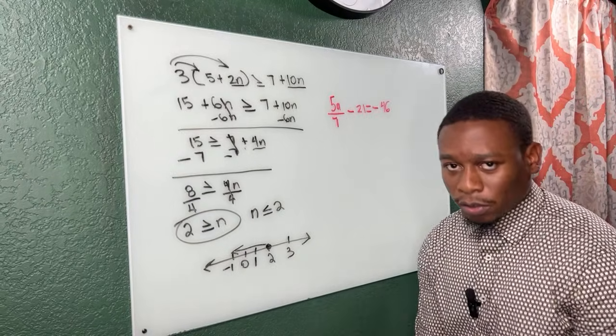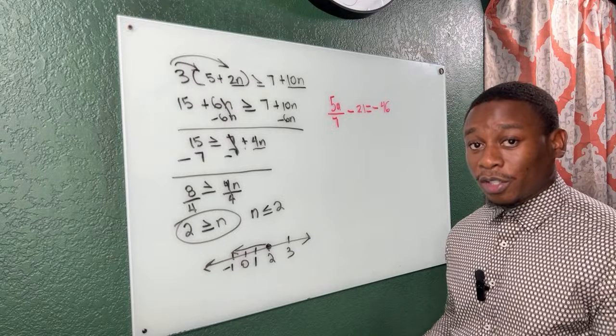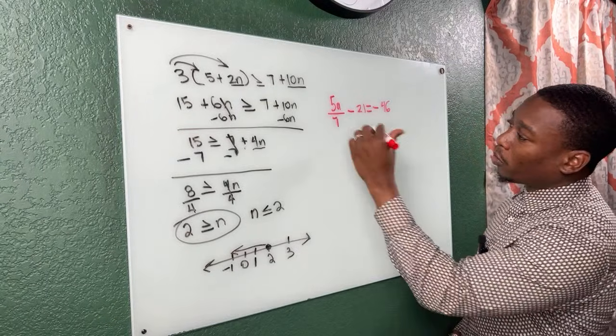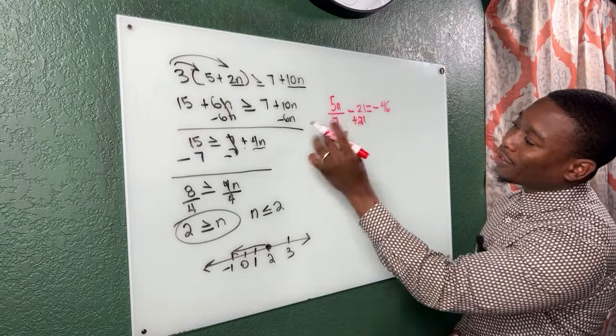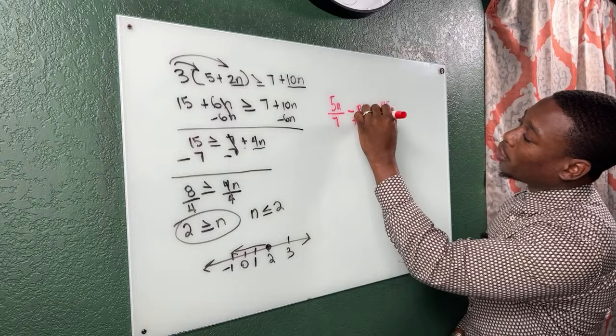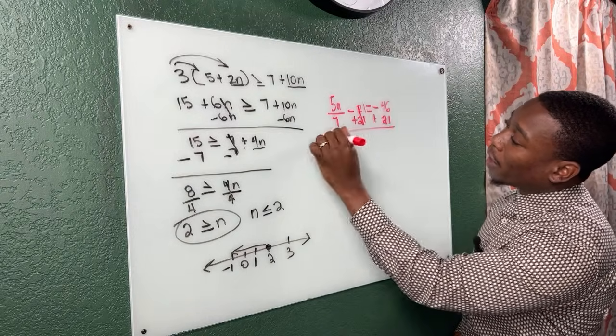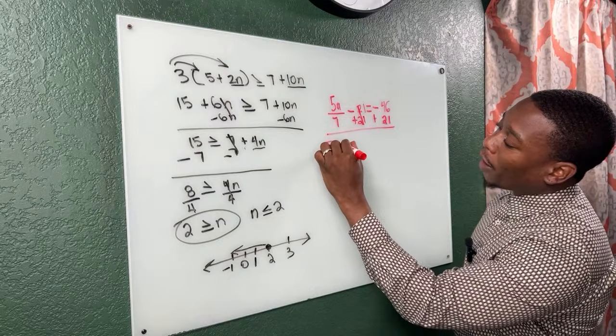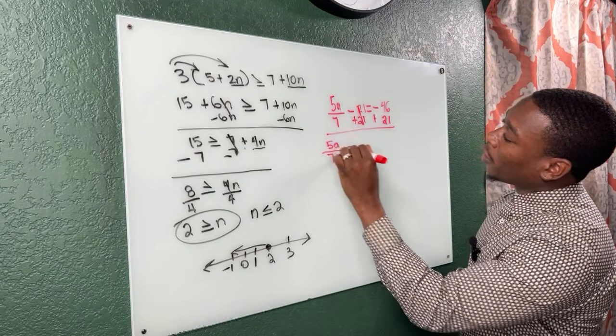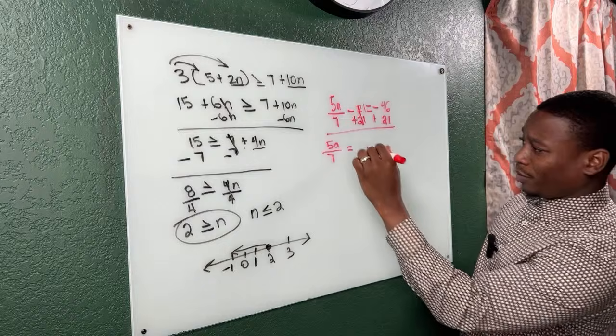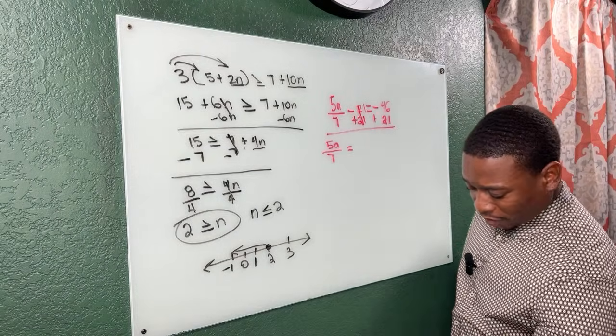There are two ways we could do this. We could get rid of the fraction or we could solve with it. What I always advise is to get the fraction by itself. So we add 21 on both sides. Now I have 5a over 7 is equal to, I want to say, negative 25.